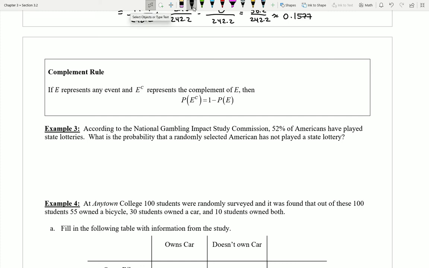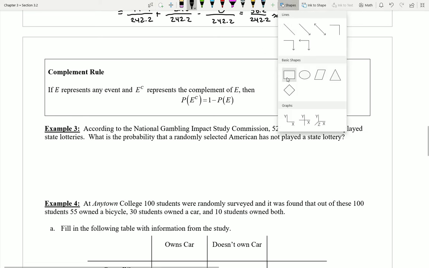Well, now let's take a look at one final rule here for this section, what we call the complement rule. All right, let's take a look here. This says if E represents any event, then E with a little superscript, almost like an exponent, of a C, represents what we would call the complement of E.